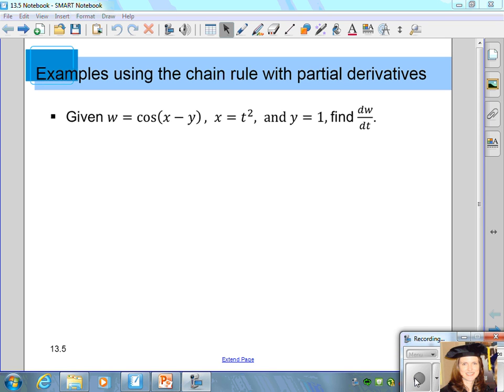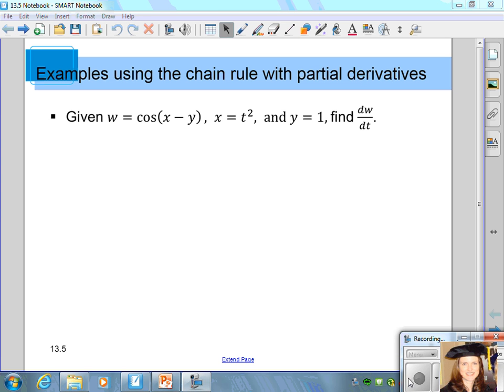In this video of section 13.5, we'll be doing some examples using the chain rule with partial derivatives. For this question, we're given w equals cosine of the quantity x minus y, x equals t squared, and y equals 1. Find dw dt. You can go ahead and try this one on your own, pause the video, and then come back and check your results.